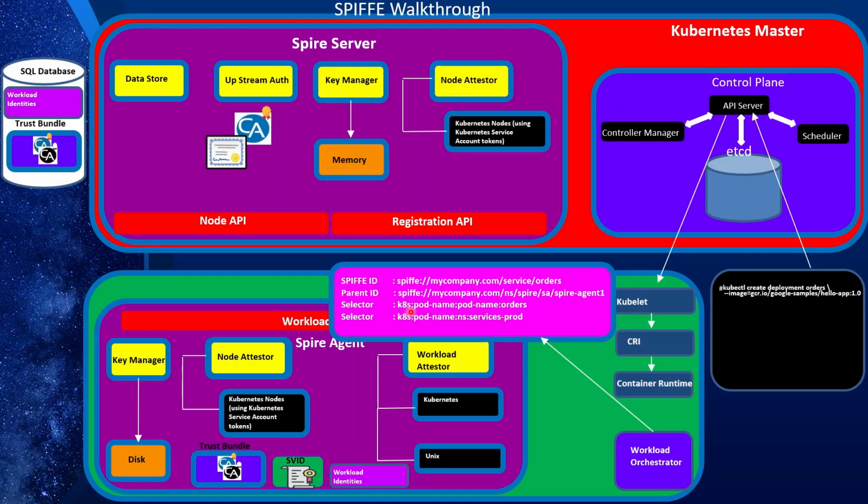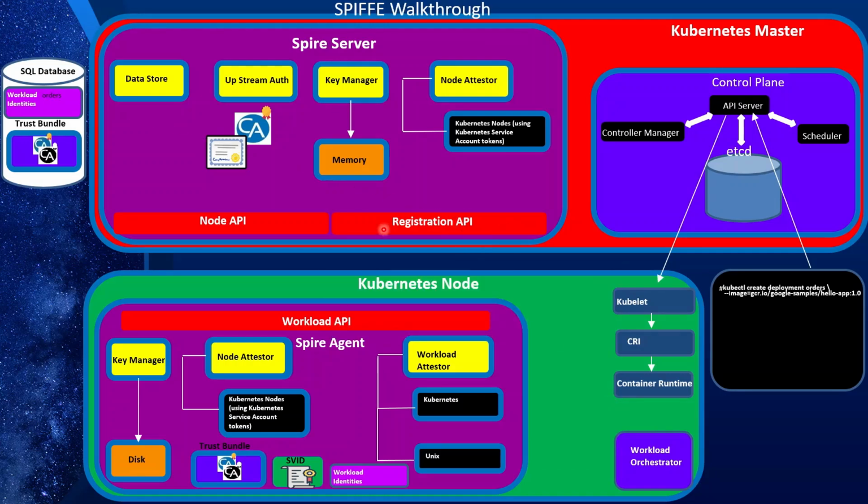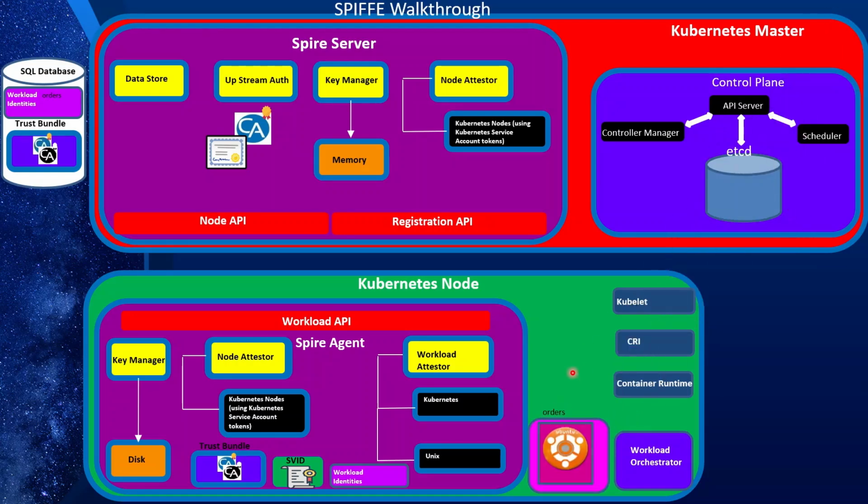So in this case, let's say we use the name. So we add the name of the pod, which is orders, as one of the selectors. And the other selector, let's say we're going to use what namespace it is being created in. And then it sends the request to the registration API, and now this pod is registered. So eventually that pod is created here, and now this workload is registered in the database.